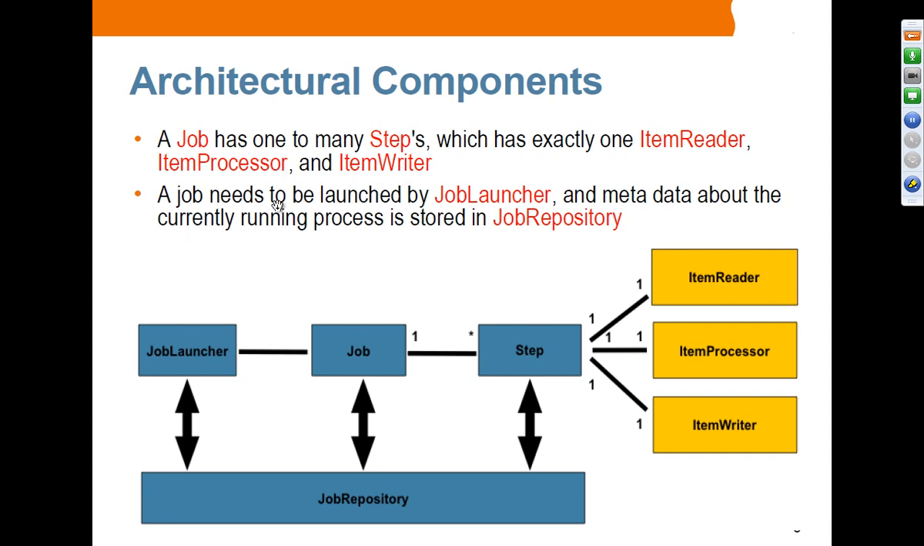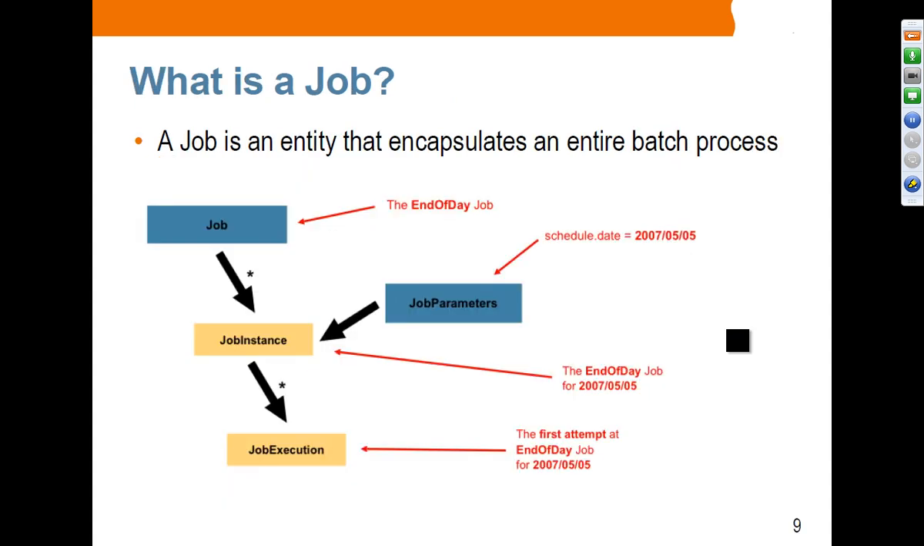Okay, a job needs to be launched by the job launcher, and any metadata about the currently running process is stored in the job repository. So the job repository maintains information about all these components in persistent storage, typically a database. So what is a job? A job is an entity that encapsulates an entire batch process.